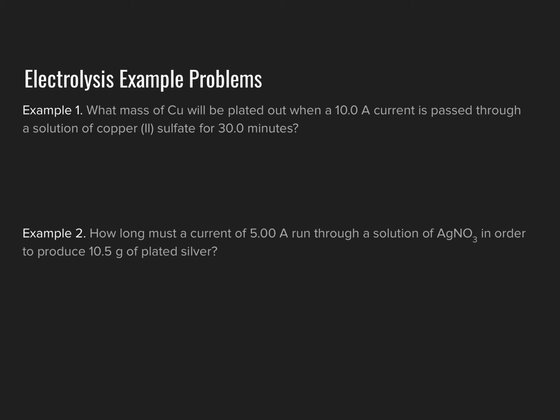All right, we've got two example problems we're going to work here relating to electrolytic cells. The first of which is going to ask us here what mass of copper will be plated out when 10.0 amp current is applied across a solution of copper 2 sulfate for 30 minutes. And recognize here, the first thing I want to do is take a look at the reduction which is likely to occur within this system.